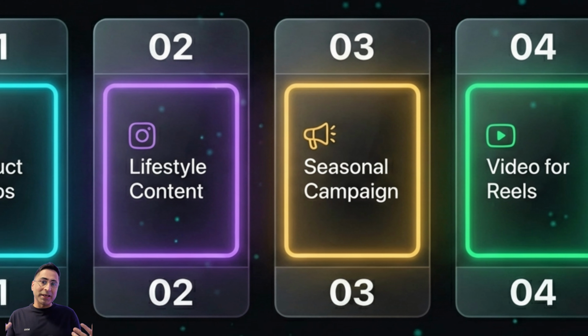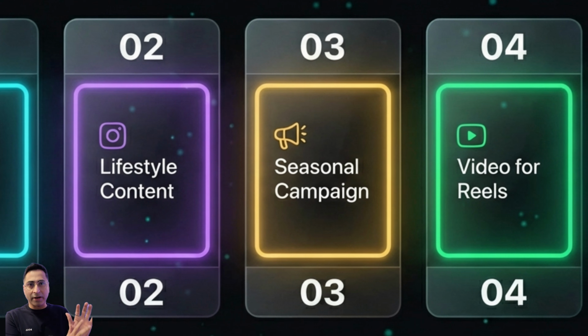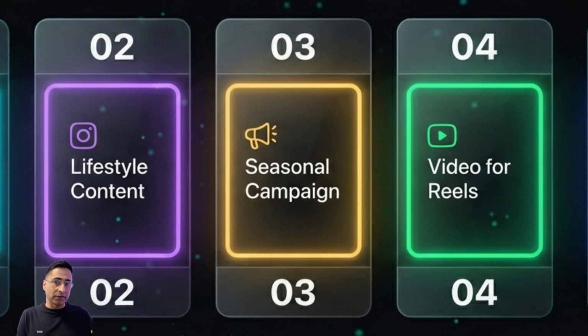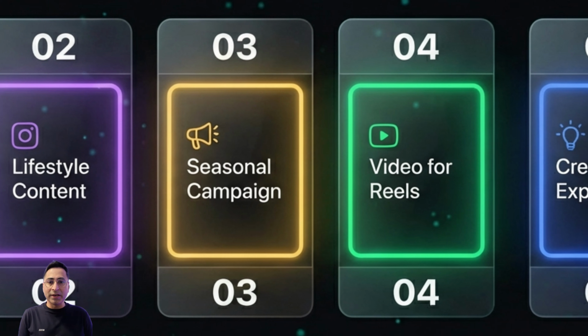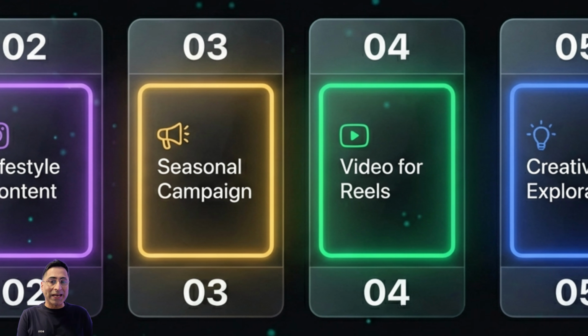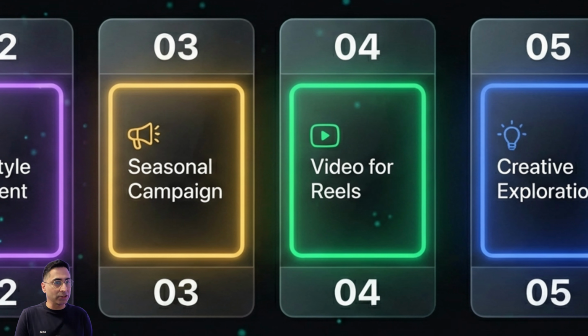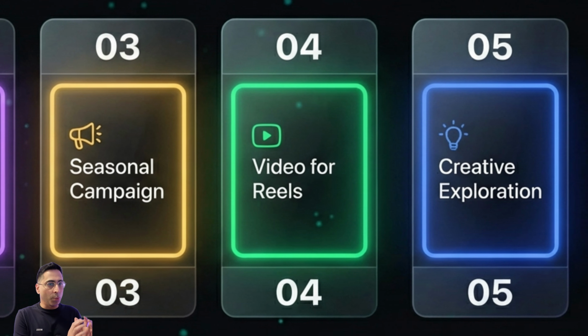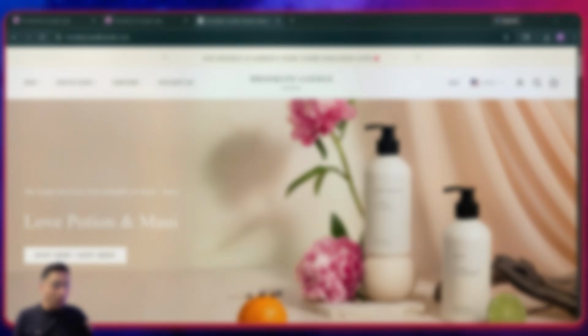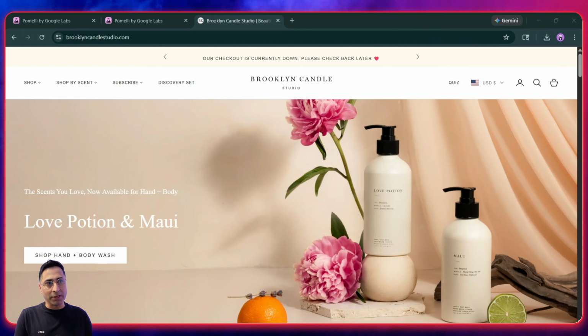Number two, generating lifestyle content for Instagram, again, keeping the brand aesthetics and everything in mind. Number three, building a full seasonal marketing campaign. Number four would be turning those assets into video for Reels and TikTok. And number five will be exploring new creative concepts with different types of AI prompts, all from one tool, which is going to be Google Pomelli.